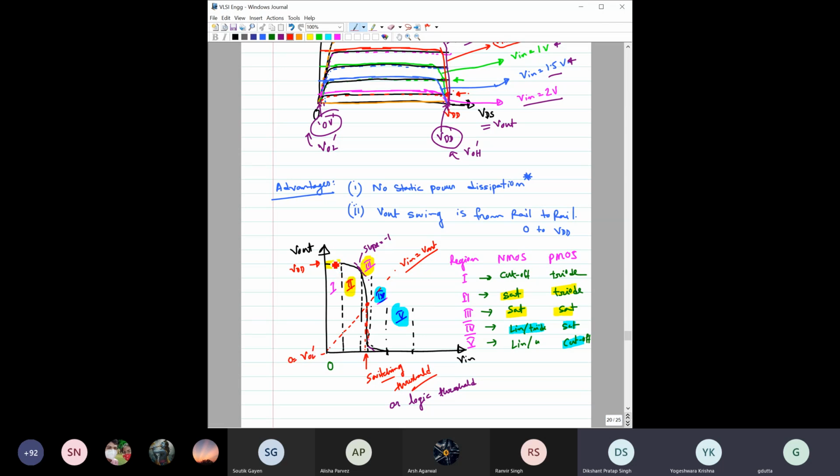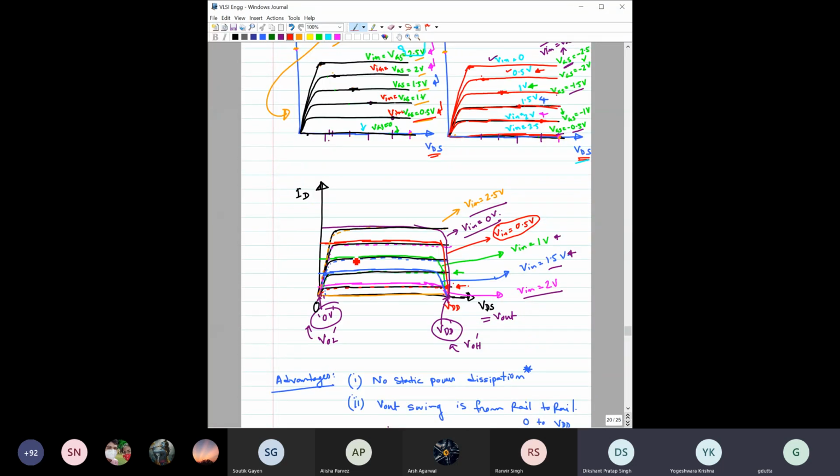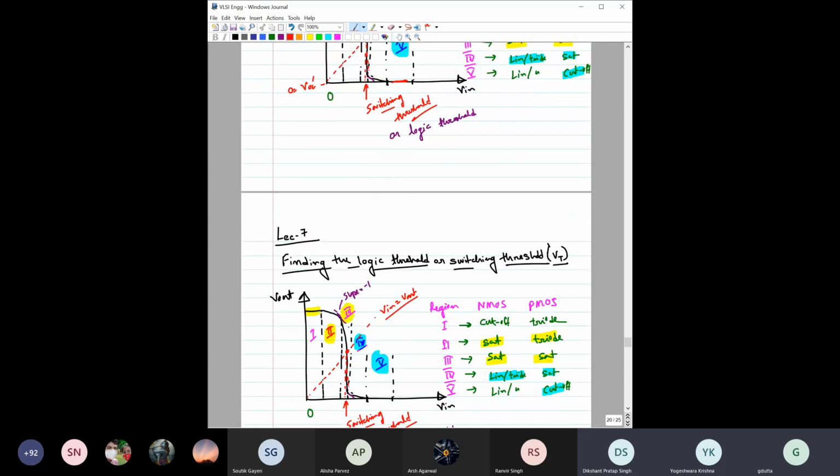Within this region, the PMOS is on and the NMOS is off, so there is no static power dissipation. Similarly, in this region, the PMOS is off and the NMOS is on, so here also there is no static power dissipation, because both transistors are never simultaneously on. So there is no direct path from the power supply to the ground. These are the key things that you should always remember.